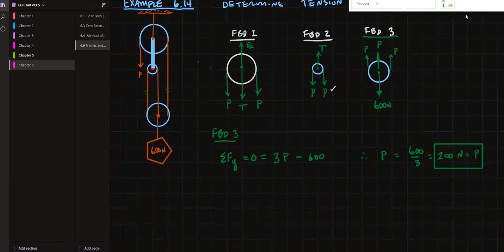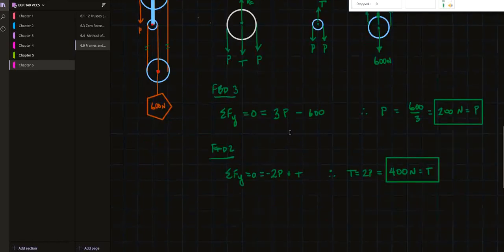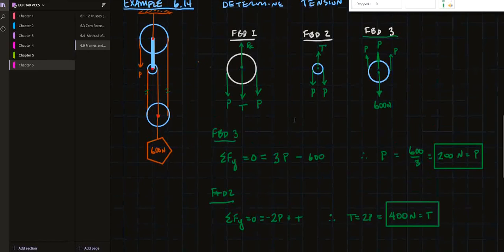Okay, now that I know what P is, I can use free body diagram number 2 here. And I can again sum forces in the y direction equal to 0. And here I have minus 2P plus T. Therefore, T equals 2P equals 400 newtons. So that's all I needed to do. So that solves the problem.